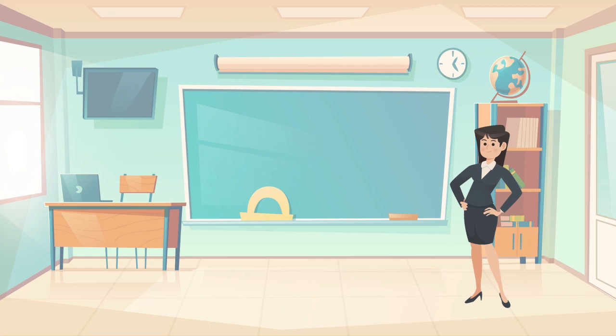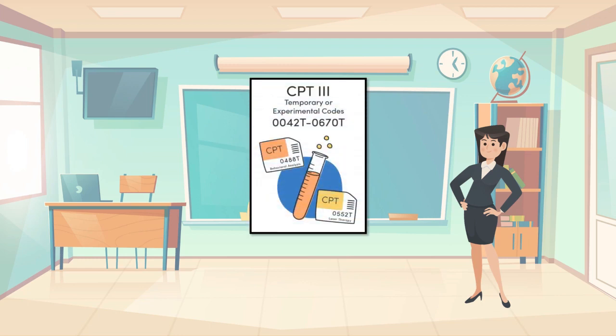What do we see next? Category 3 CPT codes. Category 3 CPT codes are temporary codes for data collection for emerging technologies, services, procedures, and service paradigms, followed by appendices A through R, and then finally, the indexes.